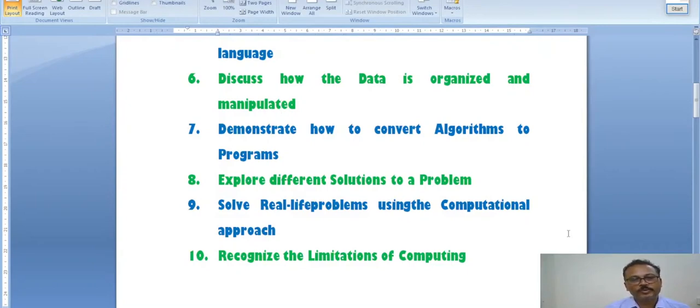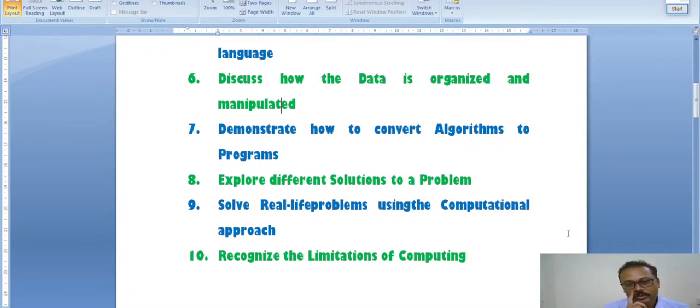Solve real life problems using a computational approach. Okay, you have a problem. So how do you use the computer to solve it? We'll be solving the problems using the computer. For that you have to represent it as a computational problem. Now every problem cannot be represented as a computational problem.